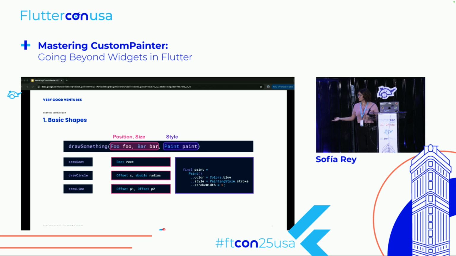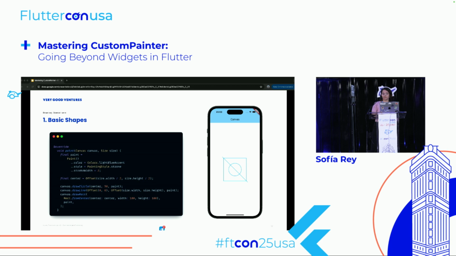These 3 methods in this case are using the same paint object, which is telling it to be of color blue and in a stroke style, which is outlined basically. This is how it will look from the code perspective. As you can see, I'm creating my paint object at the top, and then I'm calling all of the methods I mentioned, and this is how it would look.